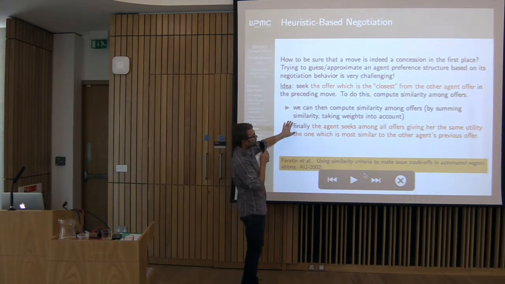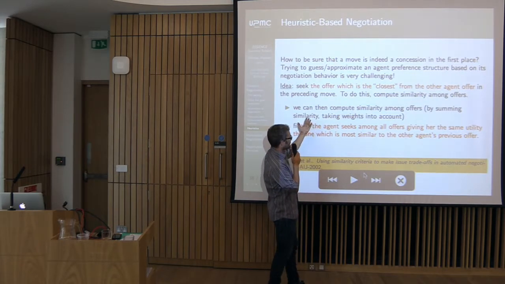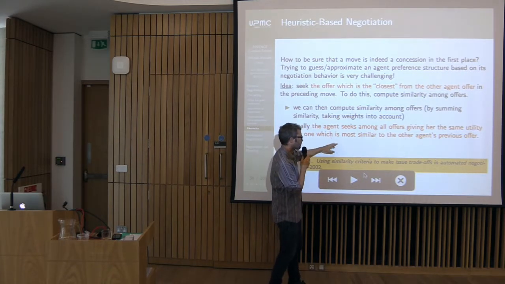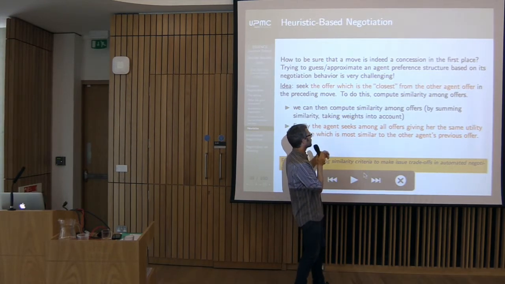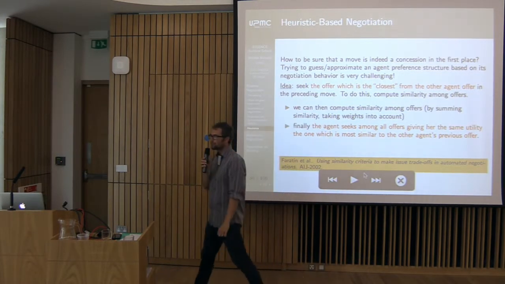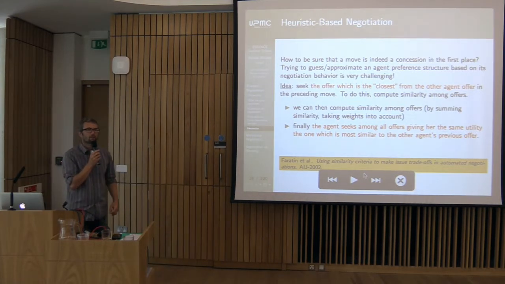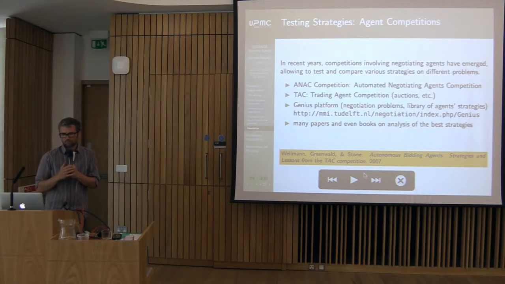So once you have a notion of similarity, you can compute this similarity amongst offers, and you can try to seek, among the offers which give you the same utility, the one that is most similar to the other agent's previous offer. Again, similarity can mean many different things depending on the context, either based on the meaning of the offer or just on the position in the outcome set.